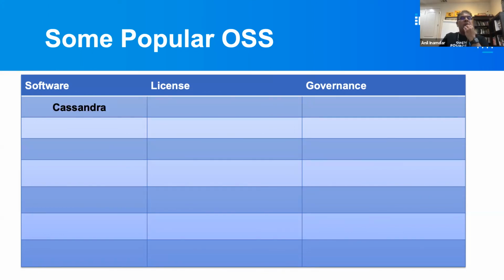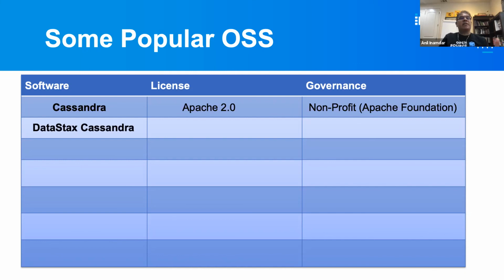So I think most people probably know, at least those who are in the open source community. The license is Apache 2.2, and the governance is nonprofit Apache Foundation. Okay, next, if you use DataStax Cassandra, the licensing is Apache 2.0 for core, plus they have their proprietary features, which are licensed under DataStax. The governance is completely commercial, is by DataStax.